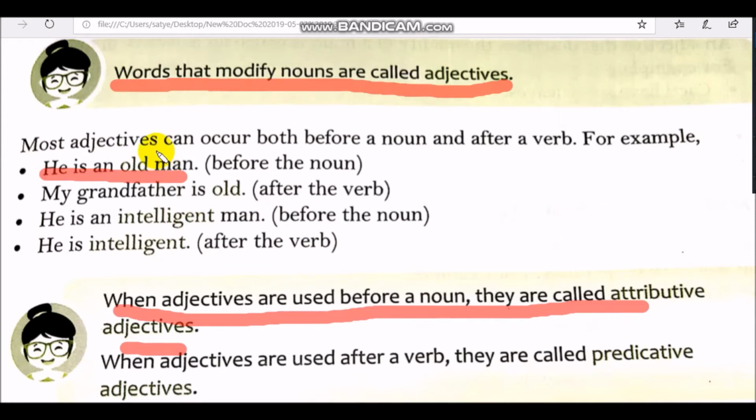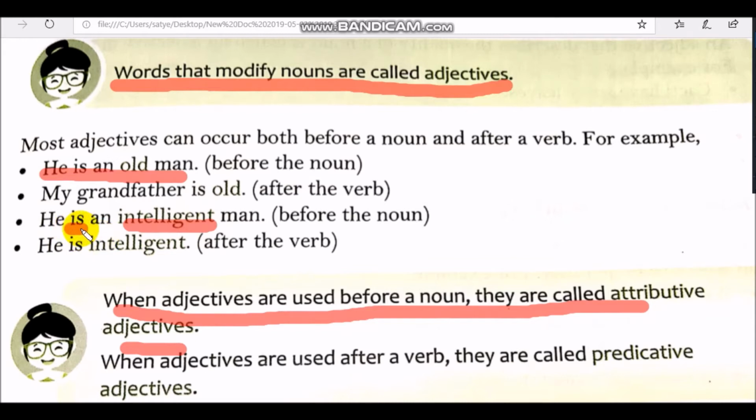Same, he is an intelligent man. So here intelligent is before the noun. So this is attributive adjective. But when adjectives are used after a verb, they are called predicative adjectives. For example, he is an intelligent man. Means वो एक समझदार आदमी है. So यहाँ पे after a verb, here adjective is intelligent and here verb is.